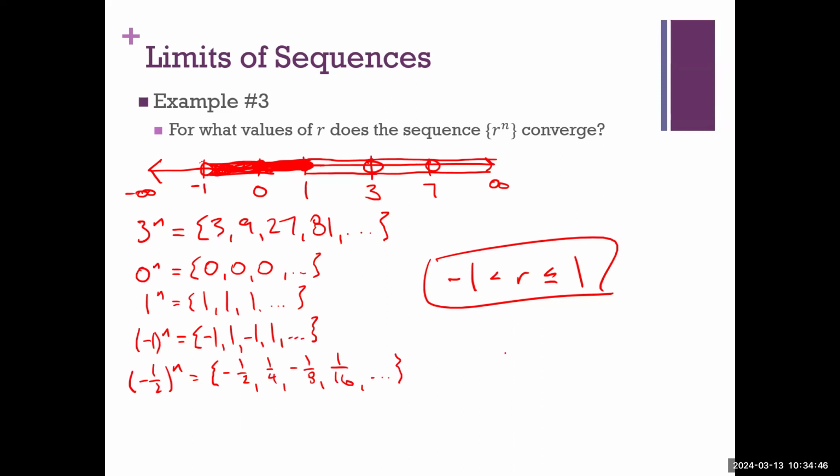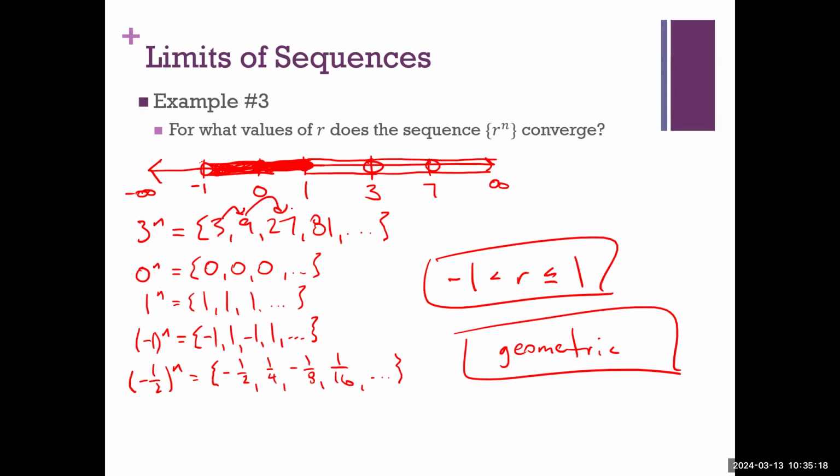The name for these kinds of sequences is geometric. So basically, a geometric sequence is defined by this: if you lay out all the terms in order, and I can multiply by a certain value to get from one term to the next, and that value is constant throughout the whole sequence, that's called a geometric sequence. So how do I get from 3 to 9? Multiply by 3. How do I get from 9 to 27? Multiply by 3, and so on.